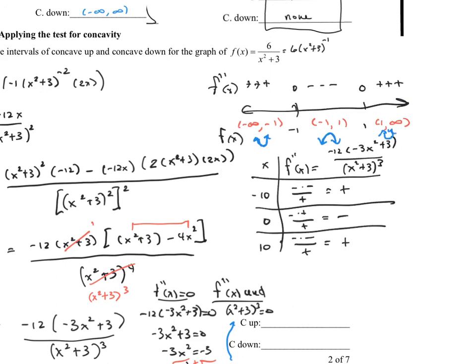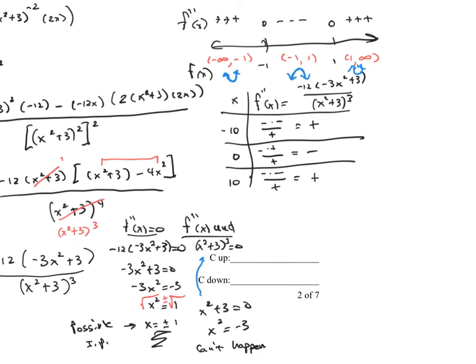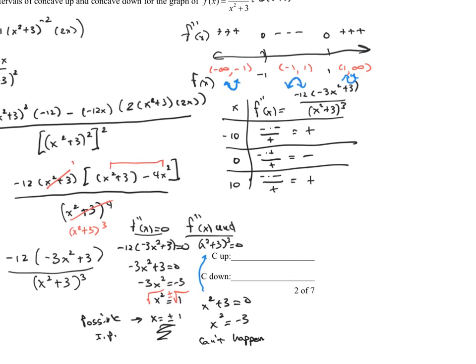So we go down to the question, and we look at what are its intervals of concave up and concave down. Concave up would be -infinity to -1, and also 1 to infinity. Concave down would be -1 to 1. That's how you determine the intervals of concavity of this function.